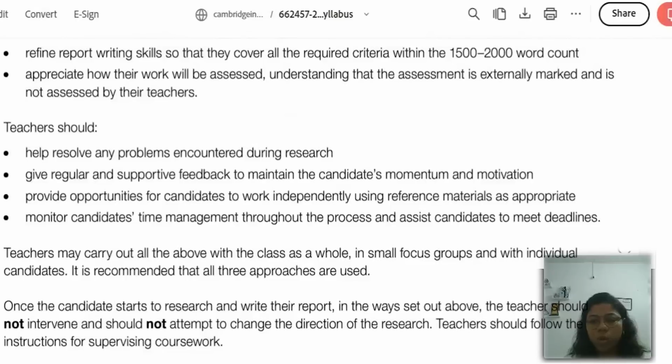You'll get everything on WhatsApp, in the WhatsApp group. If you are not there in the group, you can request your parents to drop me a message. I will add you in the WhatsApp group.